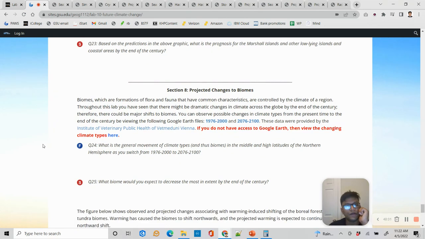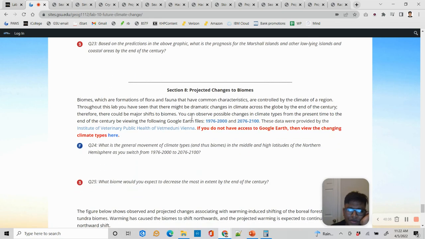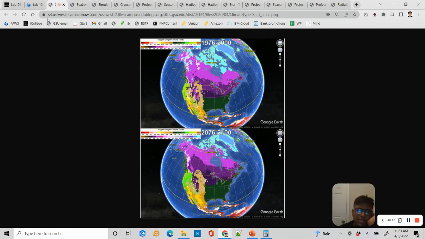Then projected changes to biome, go through these. I believe you'll get to answer that easily. Again, there are some Google Earth files in here and there. If you don't want to do that, just go through this section.